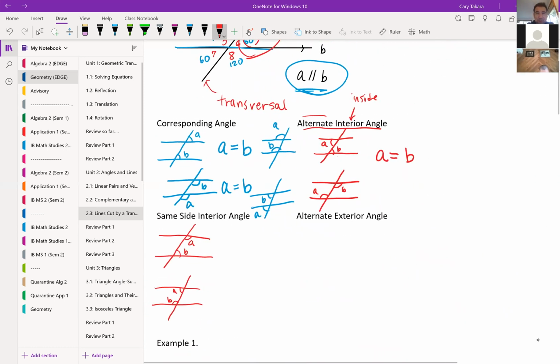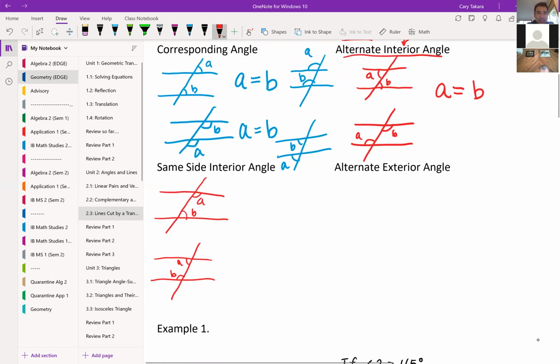So that's the rule that I want you to remember. The same side interior angles, A plus B, the angle A and angle B combined together is always going to be 180 degrees.